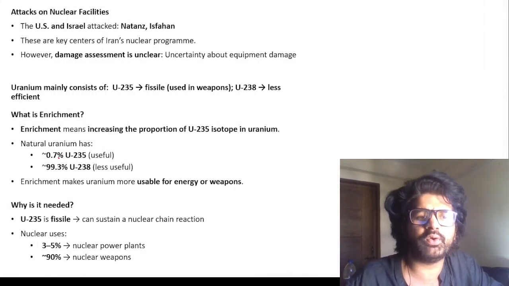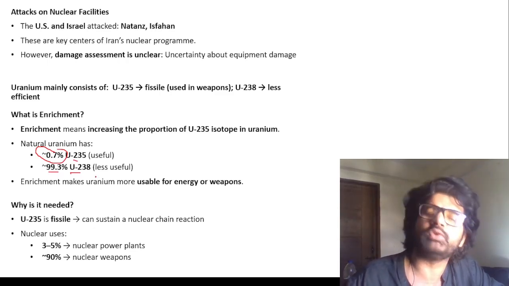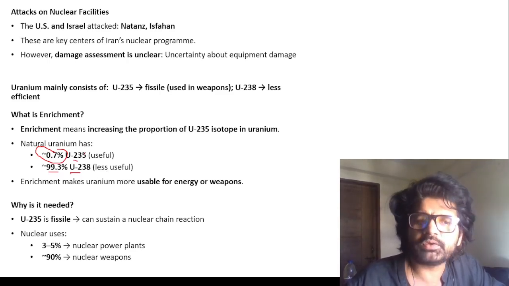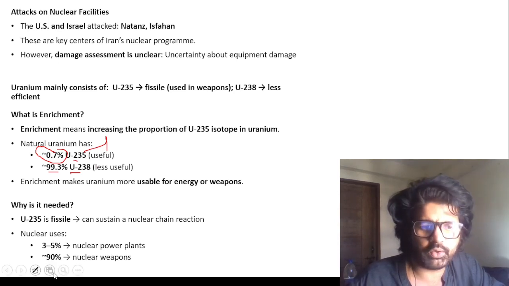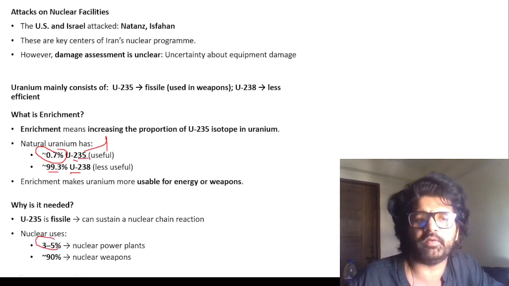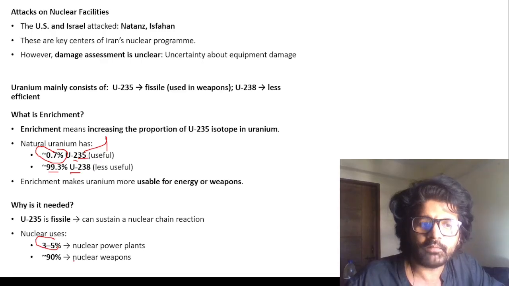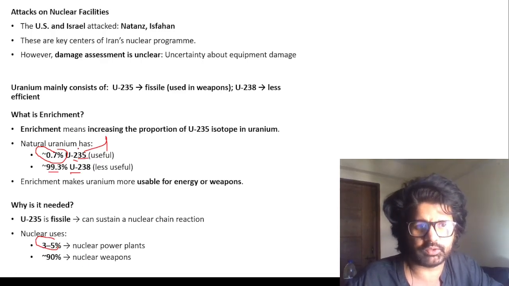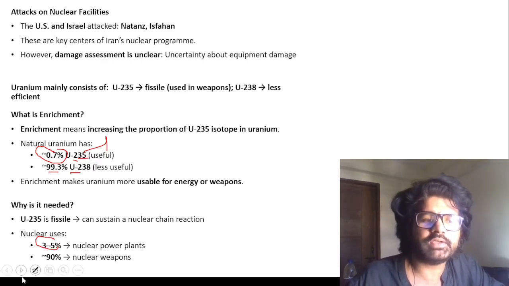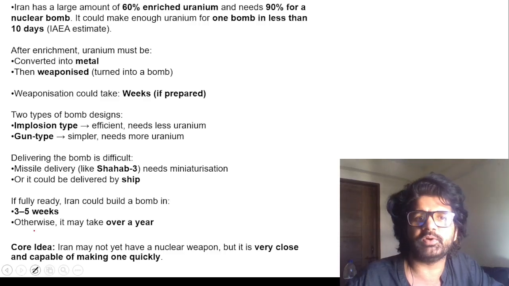You see, natural uranium is 0.7% uranium-235 and 99.3% uranium-238, which is not very useful. But for civilian purposes, for generating electricity and all, you need around 3 to 5% of uranium-235, which is known as enrichment. And for nuclear weapons, you need 90% enrichment of uranium-235. And it is said that Iran has reached 60% enrichment.